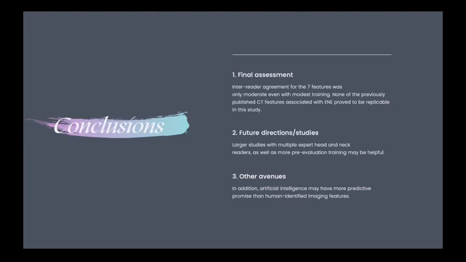In summary, inter-reader agreement for the 7 features was only moderate even with modest training. None of the previously published CT features associated with E&E proved to be replicable in the study. However, this leaves way for future studies that may include larger patient populations, include more expert readers, as well as have more pre-evaluation training. Additionally, other avenues of detecting E&E via artificial intelligence or machine learning may have a role and is something that we plan to explore in future studies.